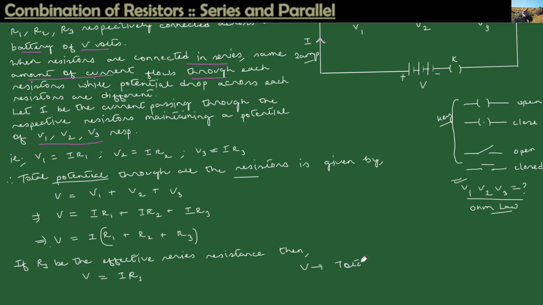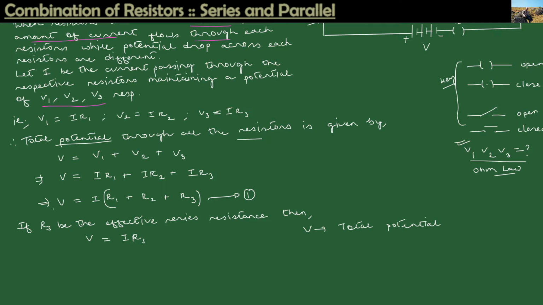V is nothing but the total potential. And if V is our total potential, and I mark this as equation number 1, equation 1 reduces to the following expression. I can take this I to the denominator of the right hand side, which means that V divided by I is equal to Rs.